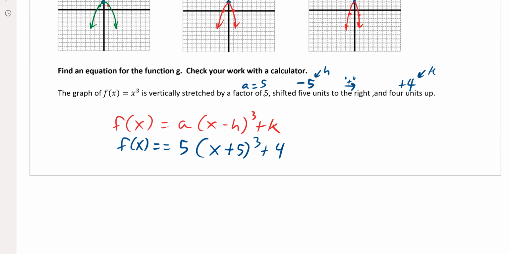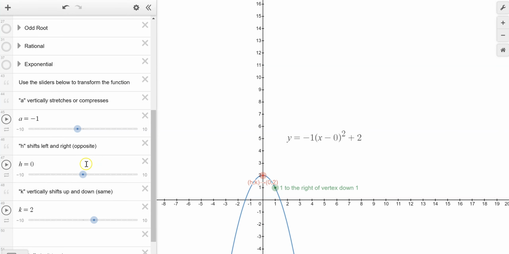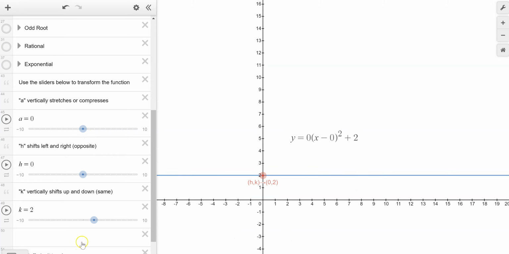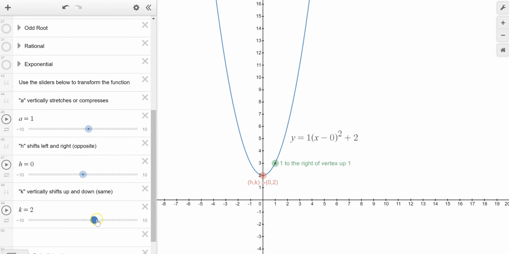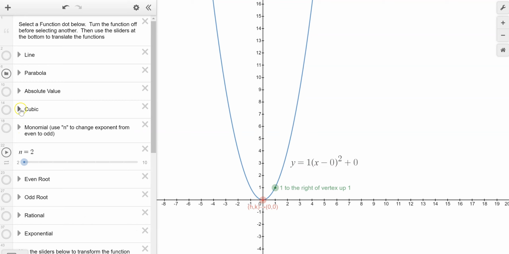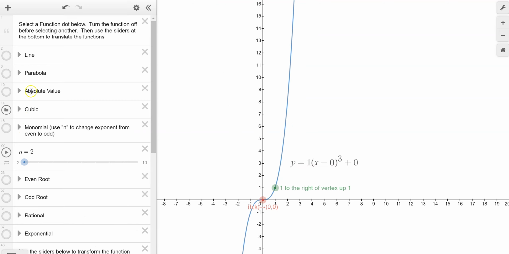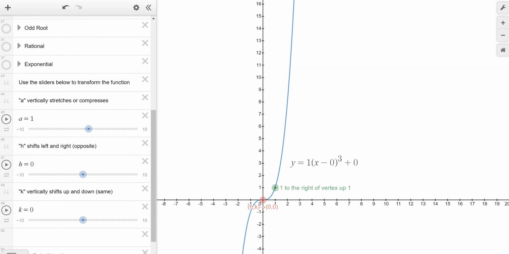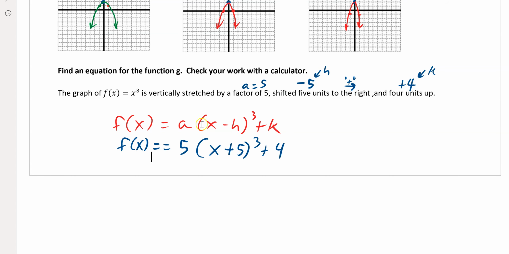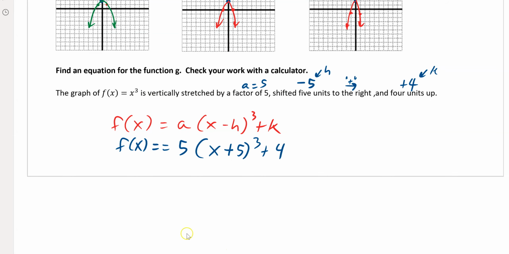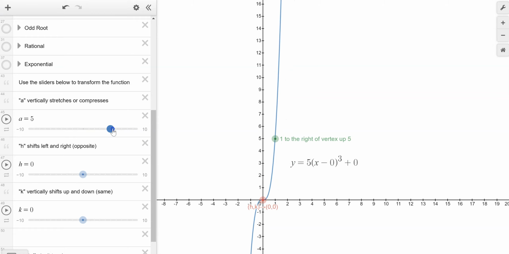There's our graph. So it's vertically stretched by a factor of 5, shifted 5 units to the right, and 4 units up. So ready? Let's try that. Put everything back to 1, back to 0, and it's a cubic, right? It's a cube. All right, so its first thing said, it's vertically stretched by a factor of 5. So we stretch it by a factor of 5. See, just really stretched it. You can see it stretching by a factor of 5.